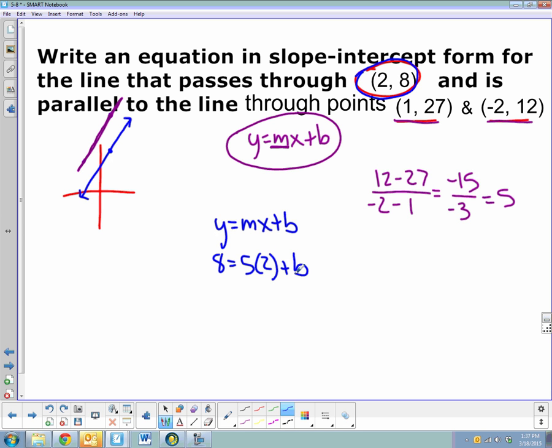Now I can find the y-intercept. 5 times 2 is 10. I can subtract to get b all by itself and find that my y-intercept is negative 2. So the equation for that blue line is going to be y equals 5x minus 2, or y equals 5x plus negative 2 if you prefer.